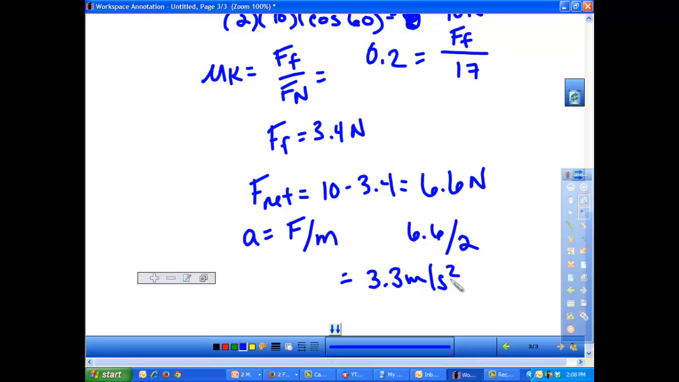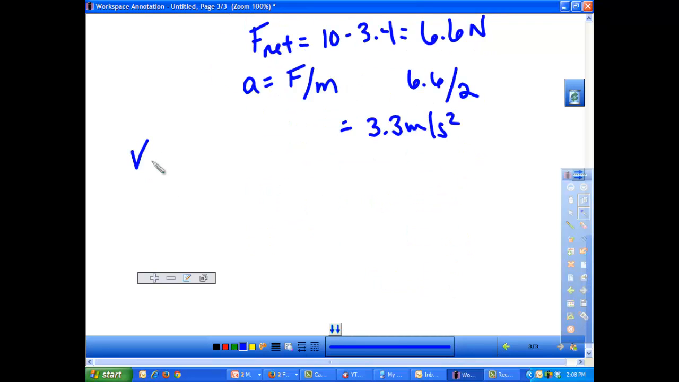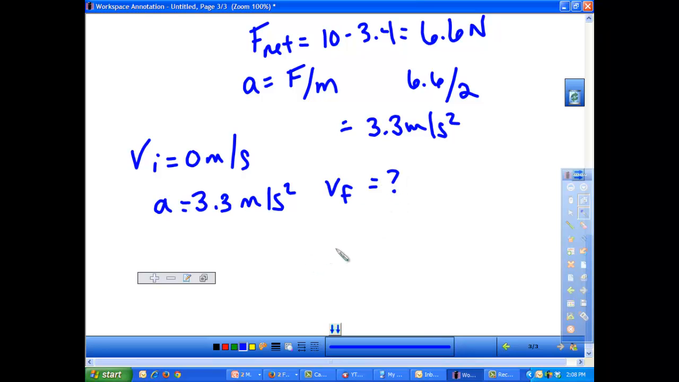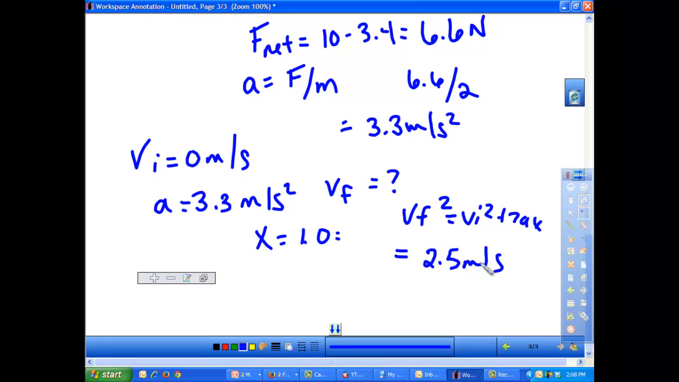Now for the last part of the problem, where it wants to know what is the speed of the box at the bottom, well, we're going to have to do a little bit of kinematics for that. If we assume the initial is 0, the a is 3.3, and the vf is what we don't know, but the distance they tell us is 1. So when we do that mathematically, using our vf squared equals vi squared plus 2ax equation, that gets us to 2.5 meters per second. Alright.